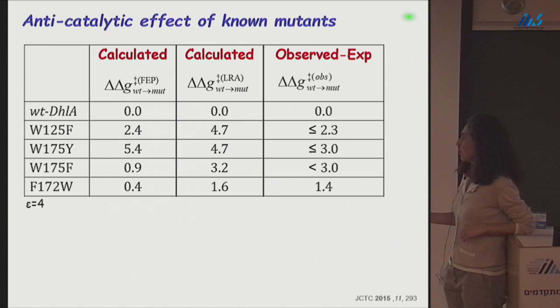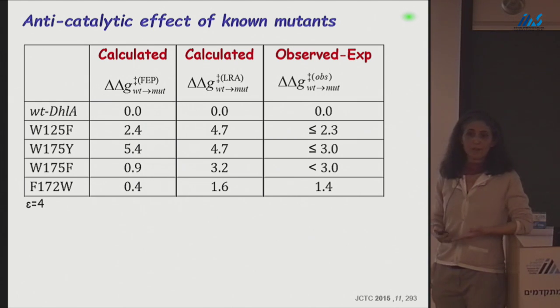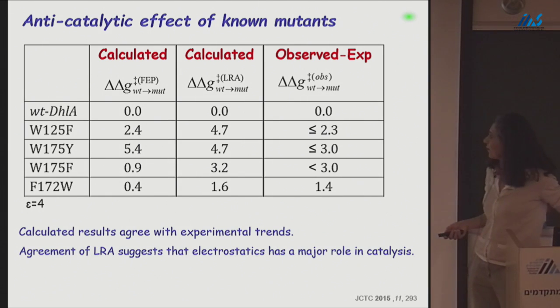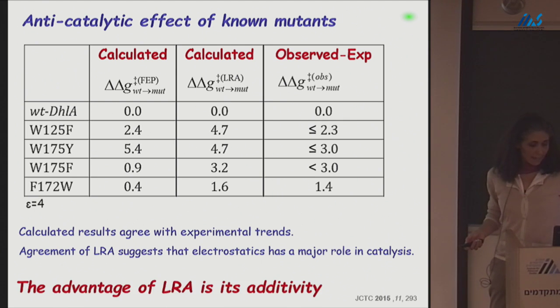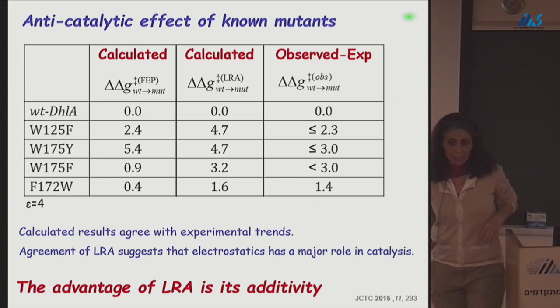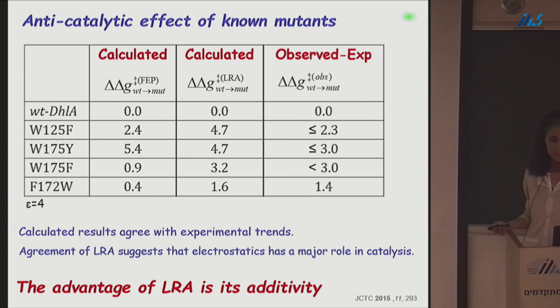And we can see, I mean, all the mutants are supposed to be anti-catalytic, and indeed we are succeeding to get the anti-catalytic effect. You know, the values are not identical, but it's good enough. I mean, it's hard to expect much more than that. Here we have the results using an approach which we call LRA, linear response approximation. And we can see that here too the results are relatively in good agreement. And that's actually very nice, because one advantage of the LRA is that it is additive. So if LRA is working, first of all, it means that electrostatics has a major role in catalysis, because it's based only on electrostatic contributions. And second is that we can use the additivity of the LRA, which in a second I will show you why is it nice.